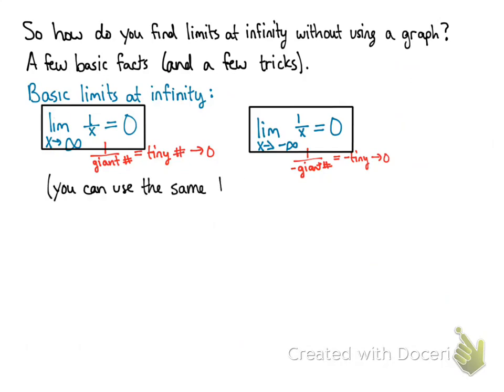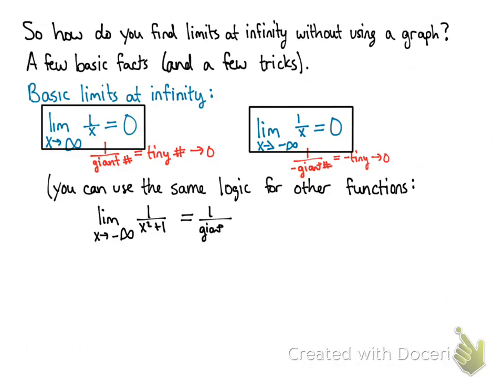But you can use the same logic for other limits at infinity. For example, 1 over x squared plus 1, as x is getting big and negative. Well, when you square a big negative number and add 1, you get a giant number, right? A giant number squared plus 1, but that doesn't really make it much bigger. That's a tiny number, so that limit is 0. Okay.